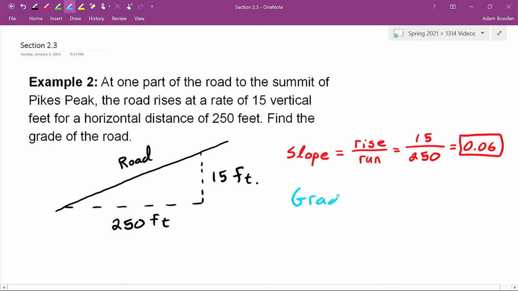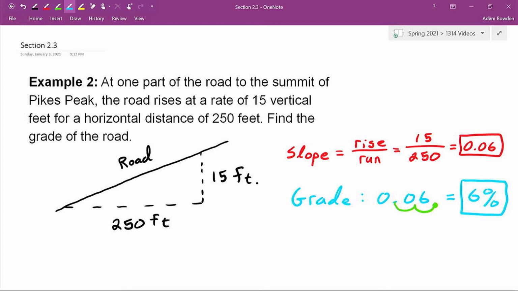Generally when they talk about the grade of a road, it's coming from this slope number as a decimal turned into a percentage. So if I change 0.06 into a percentage, I just shift the decimal point over 2 spaces, and that would be the same as 6%. So the grade of a road is the steepness of the road expressed as a percentage, which is calculated by doing rise over run for the slope.